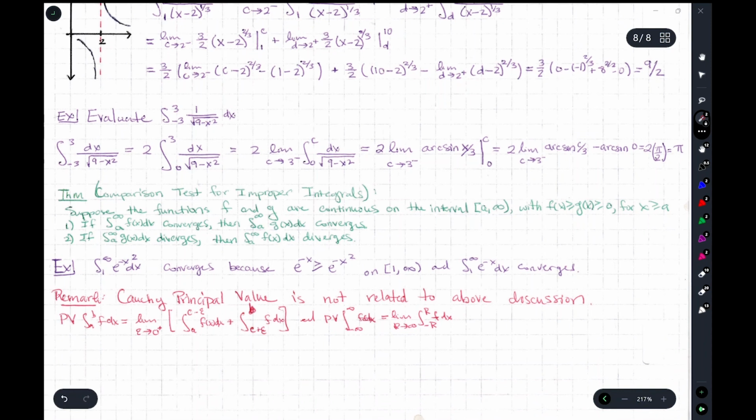Finally, we could discuss this theorem here, the comparison test for improper integrals. Suppose the functions f and g are continuous on the interval a to infinity, and f is greater than or equal to g, and both of them are positive, okay? In that case, g is positive. Then for x greater than a, the left point of the interval, we have that if f converges, then g converges. That makes sense, right?